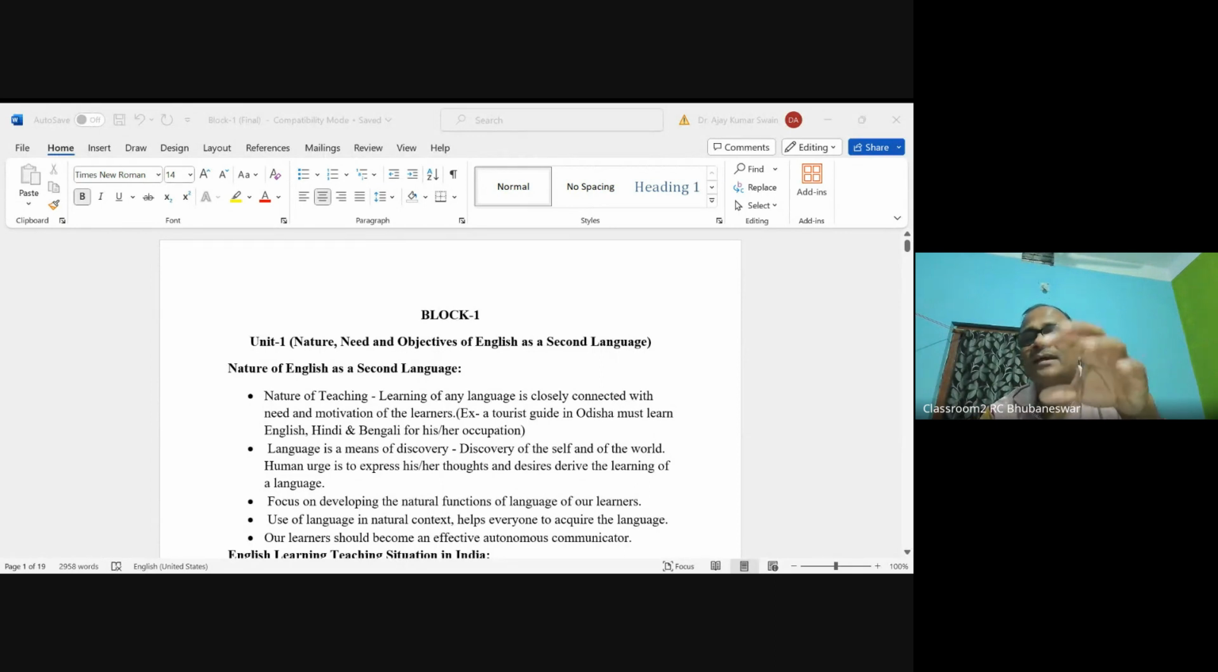Therefore, we can generate an idea what is the meaning of this paragraph. Our learners should become effective autonomous communicators. How? Give stress on listening. Unless and until we are giving stress on listening, we cannot become an autonomous communicator.